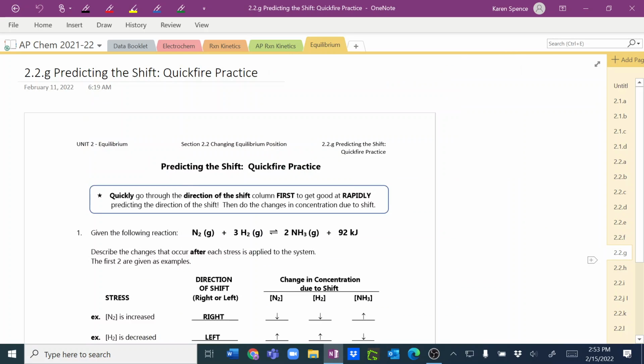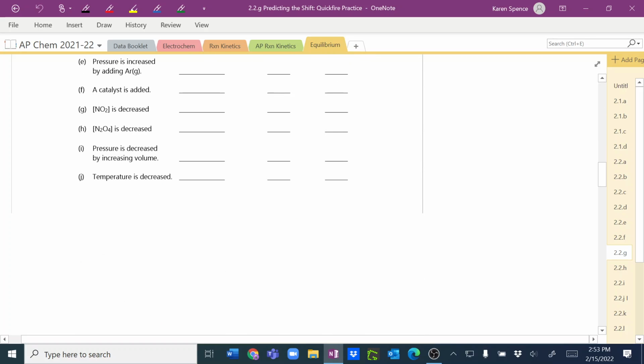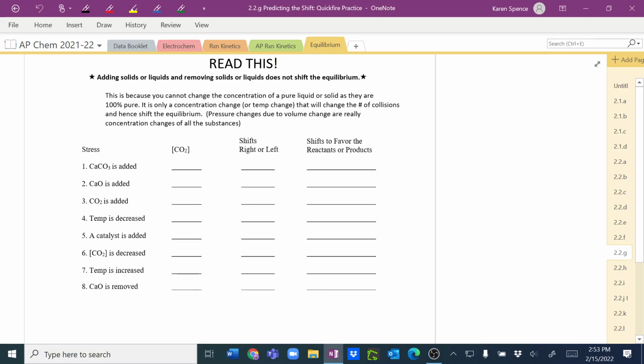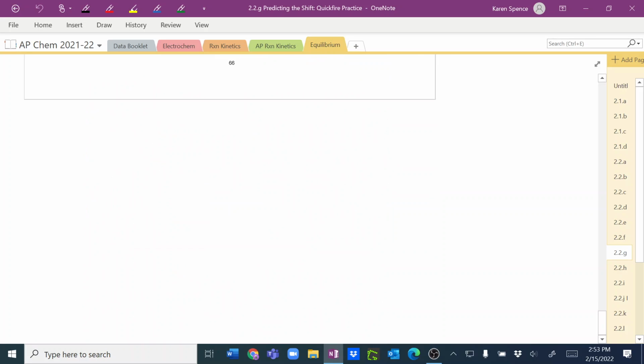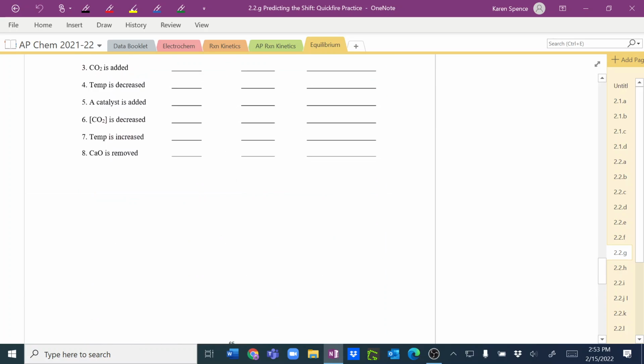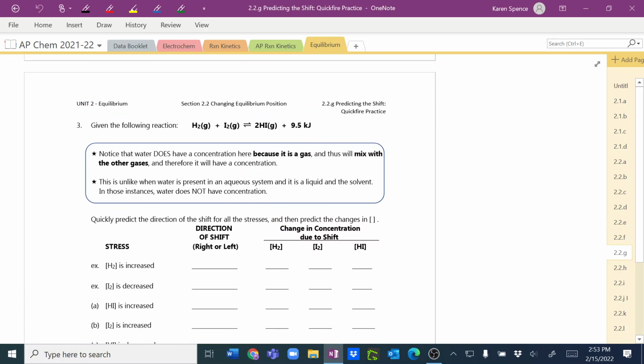And then there is predicting the shift, pages and pages of it. Just, can you do it quickly? So you can decide how much of that you're going to do. Maybe you choose to do every other problem. Do you know what I mean? You don't necessarily want to do all of these.